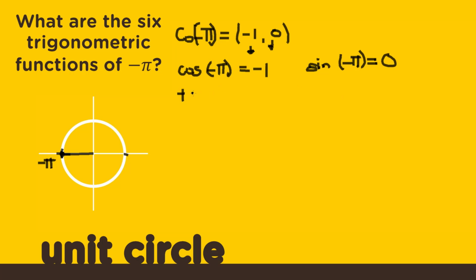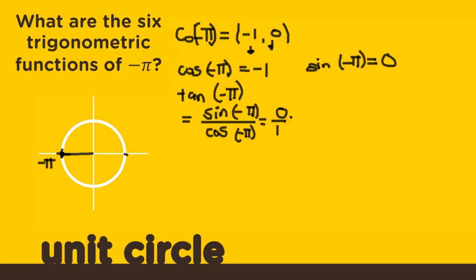Let's solve for the next trigonometric function, the tangent of negative pi. The tangent is the ratio of sine of negative pi, by the way, I'm placing parentheses so that it will not be sine minus pi, over cosine of negative pi. So we simply plug in the values. The sine of negative pi is 0. The cosine is negative 1. That means the tangent of negative pi is 0.